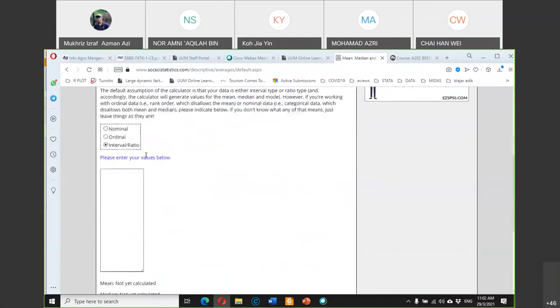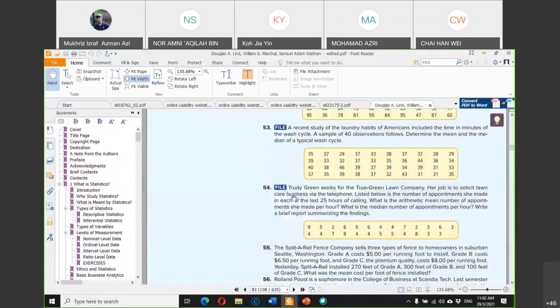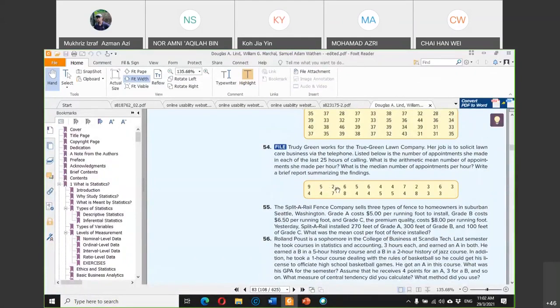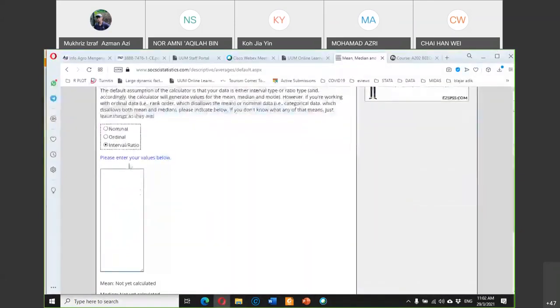Here you choose whether your data is nominal, ordinal, or interval ratio. Our data from question 54 is clearly interval or ratio data. Most of our data will be interval or ratio, so you're going to use this option.